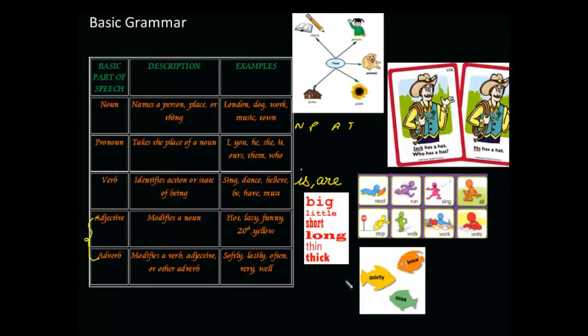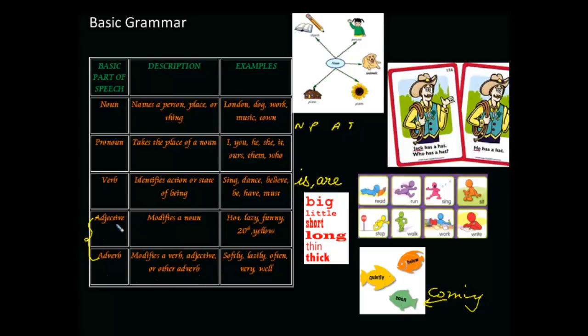So you can really refer to these images. These are all verbs: read, run, sing, sits, writes, works. These are all adjectives: big, little, short, long, thin. These are the adverbs. She is coming soon. So if I say coming, what is coming? Coming is my verb. She's coming soon. So soon is my adverb.